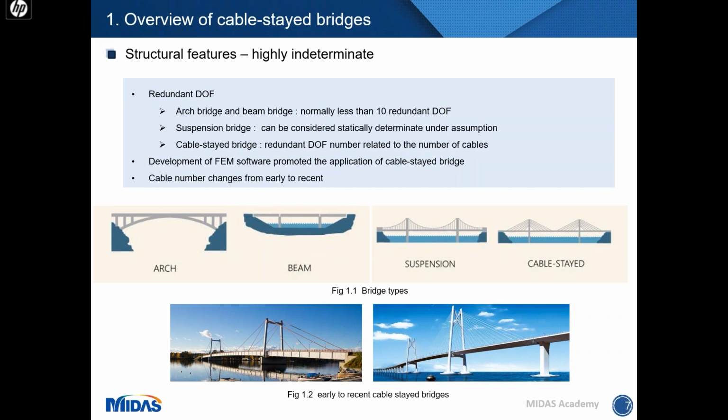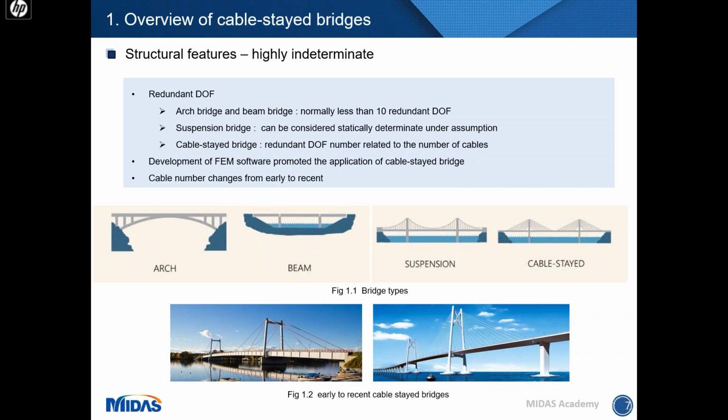Because if we look at DOF, or degree of freedom, we know if the structure doesn't have any redundant DOF, so it's statically determinate, it's easier to calculate by hand. But if there is a few redundant DOF, we can calculate it by hand, but that could be a headache. For arch and beam bridge, normally the redundant DOF is less than 10.